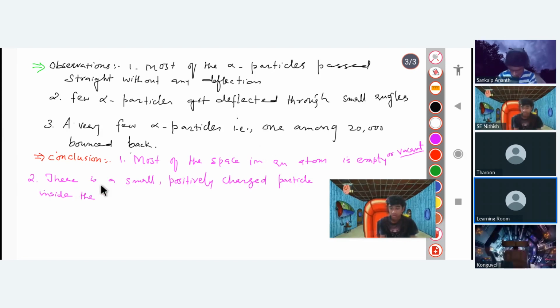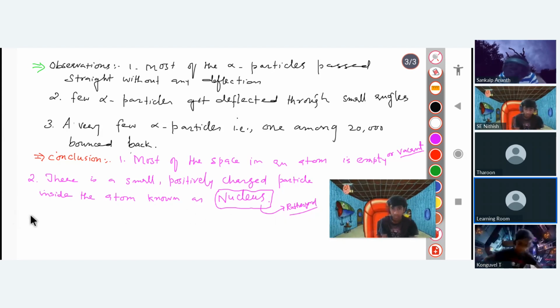So the next conclusion was that there is a very small positively charged particle inside the atom known as the nucleus. You have to remember that the nucleus was discovered by Rutherford. Earlier we said the electron was discovered by J.J. Thomson, the proton by Goldstein, and the neutron by Chadwick. Now the nucleus was discovered by Rutherford. This is very important. You have to note this down.